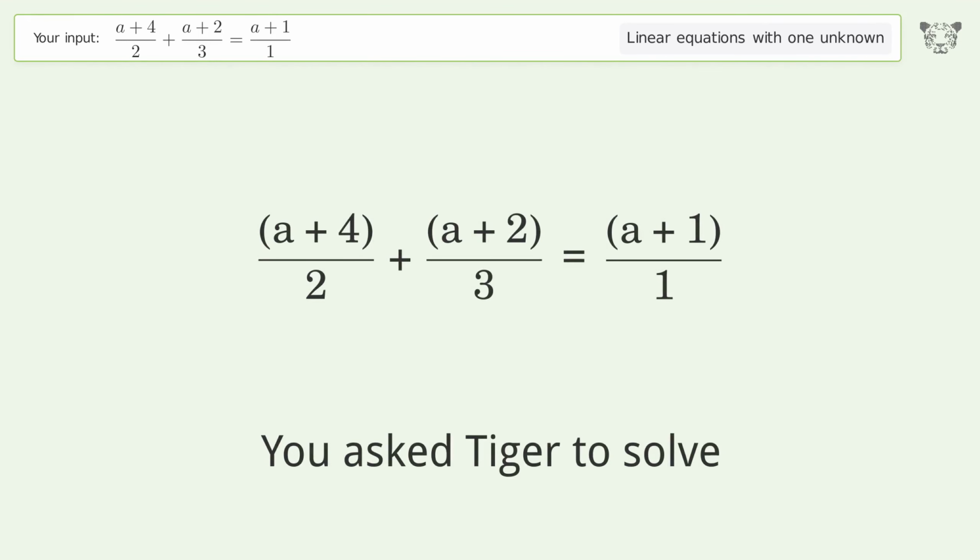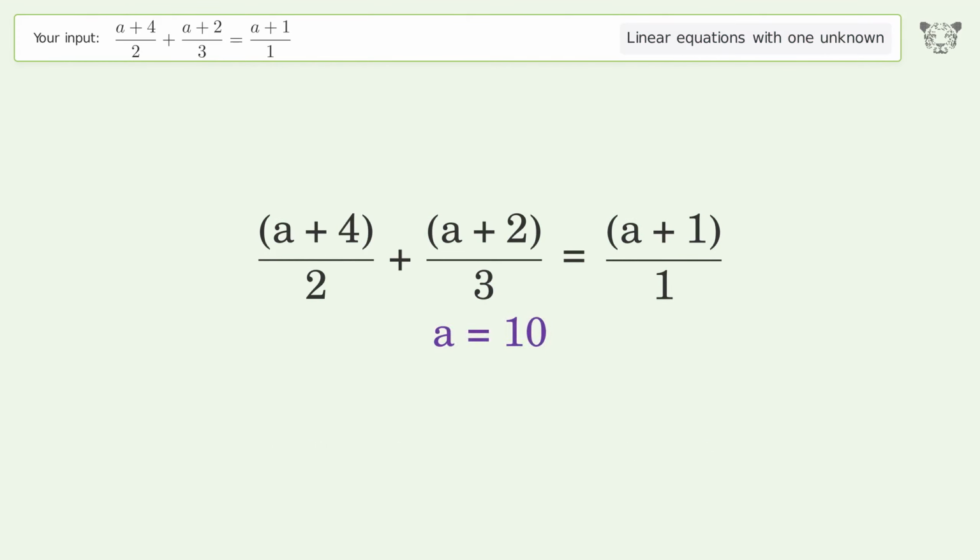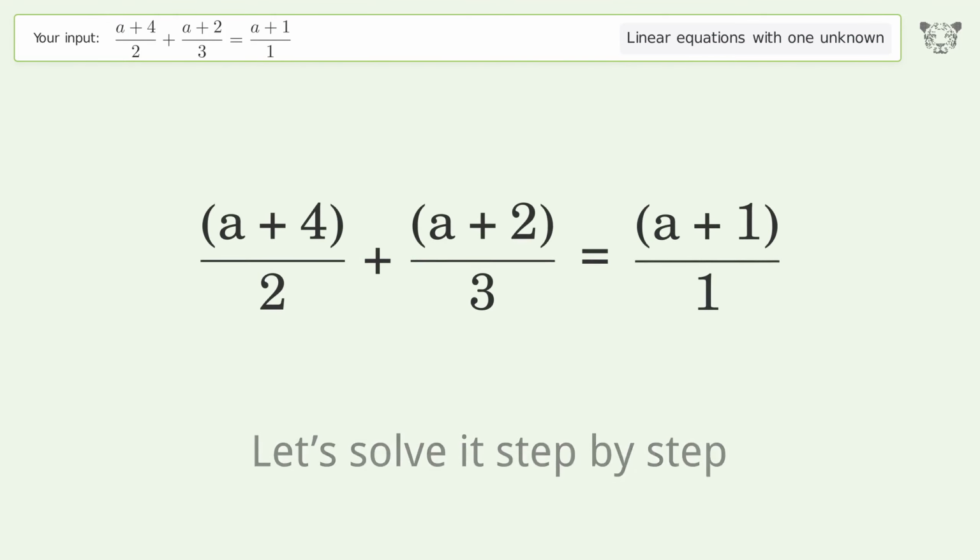You asked Tiger to solve this. This deals with linear equations with one unknown. The final result is a equals 10. Let's solve it step by step.